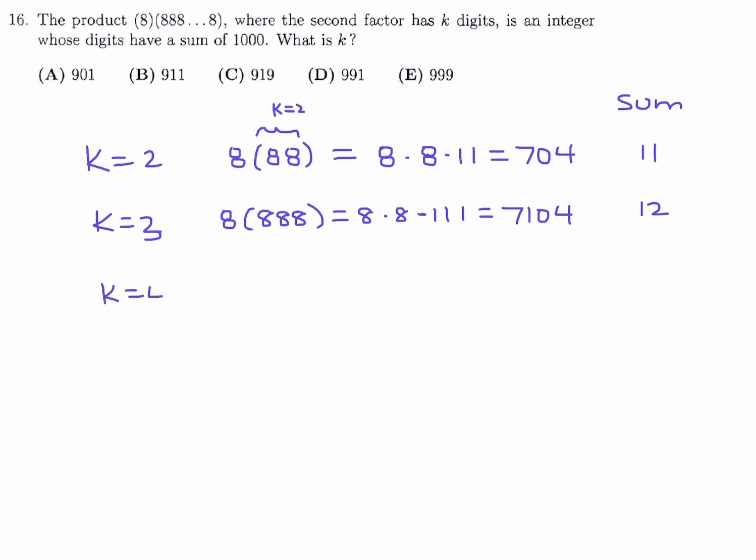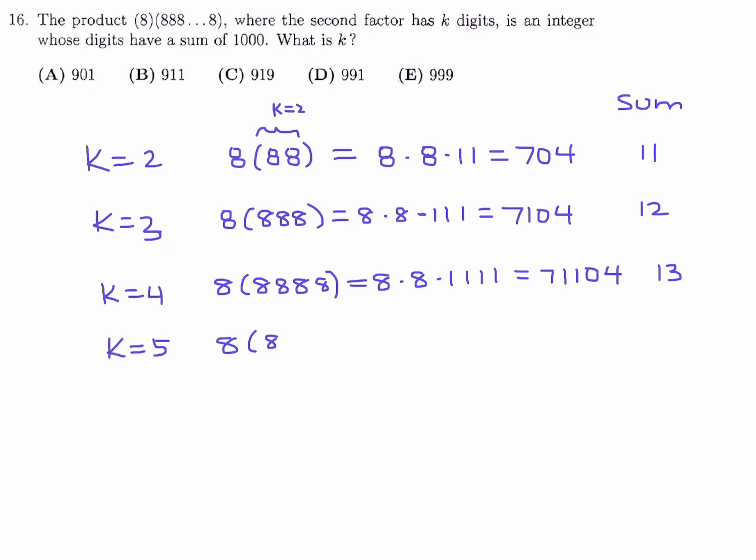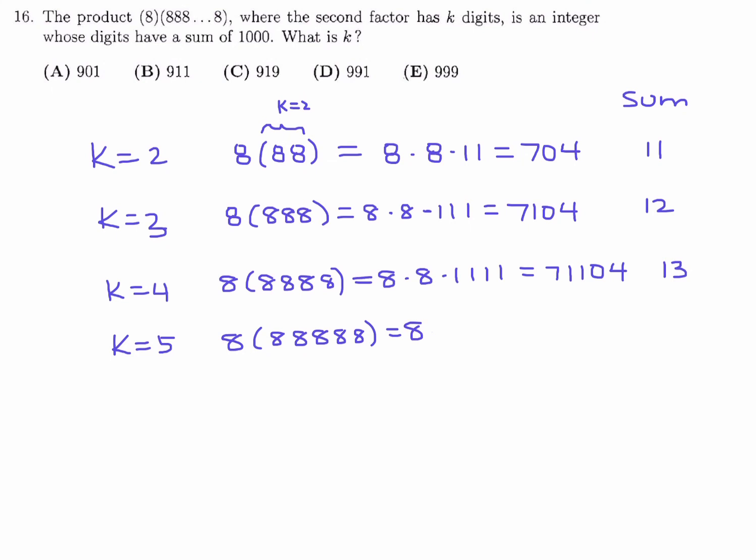When k is 4, we have 8 times 8, 8, 8, 8, like that. And this is 8 times 8 times 1111. And this is 71104, and that sum is 13. I'll do one more. When k is 5, you're getting the hang of this, hopefully. 8, 8, 8, 5 times. And then that's 8 times 8 times 11111, and that is 711104, and that sum is 14.